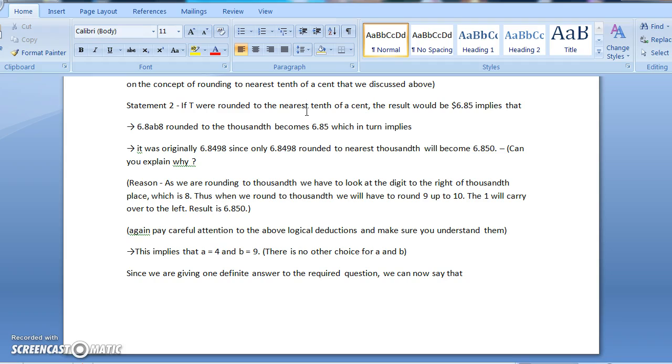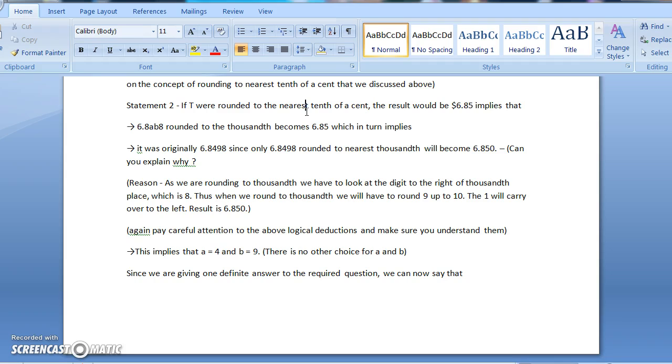Now, very carefully notice that this implies that when we are rounding 6.8AB8 to the thousandth place, the value is 6.85. Now, thousandth place, since there is no digit, it is 0. So therefore, it in turn implies that it was originally 6.8498, since only 6.8498 rounded to the thousandth will become 6.850.